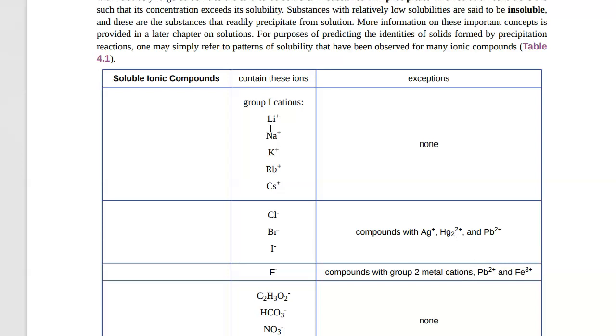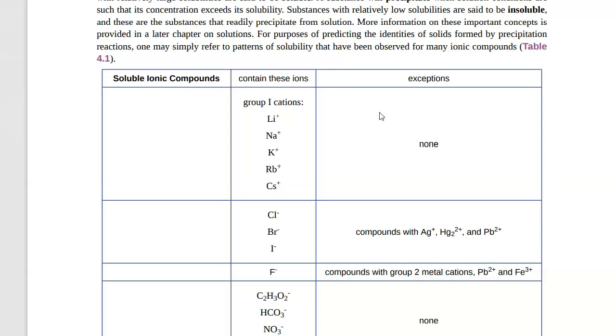If you see a group 1 cation, that's lithium, sodium, potassium, rubidium, cesium, francium's rare. You don't run into that really. So probably those three right there. If you see a group 1 cation, always soluble. So once you see a sodium salt, for example, you don't even care what the anion is, you know it's going to be soluble.